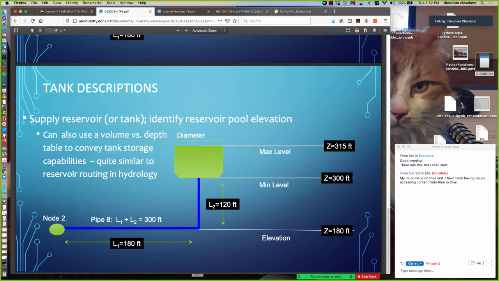This slide is the same thing, but the diameter of the tank can be replaced by a volume versus depth table. We'll see more of this when we get into the EPANet software later on in the course.